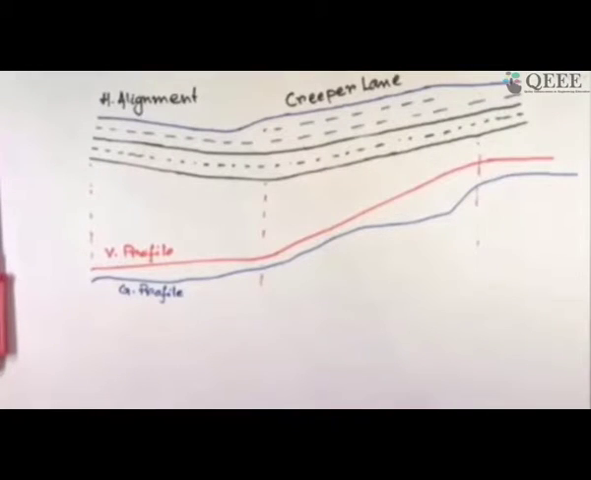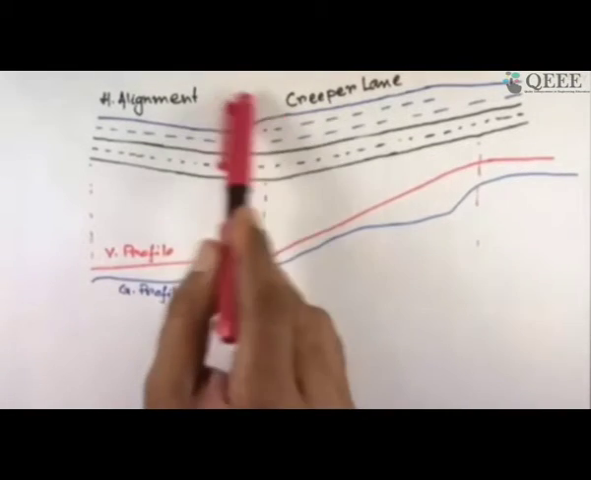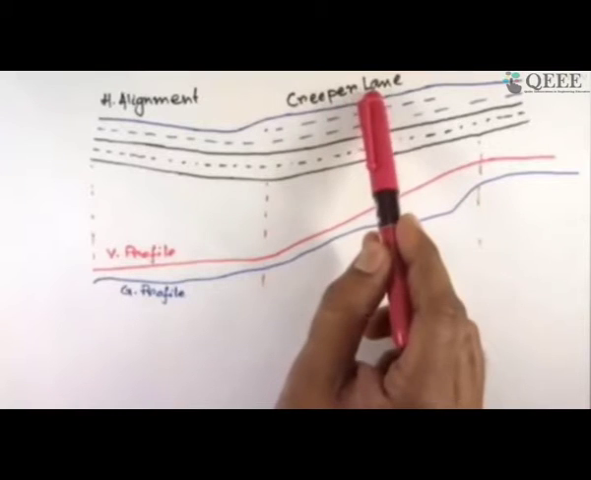I have it here, so soon you will see this drawing. It is a little bit out of focus, and I'm going to get technical help to get it focused. Once you see this, you'll see how the creeper lane is being constructed, or how it is being considered. Now you can see the alignment here. This top part is actually your horizontal alignment, and here is the creeper lane which you need to provide.